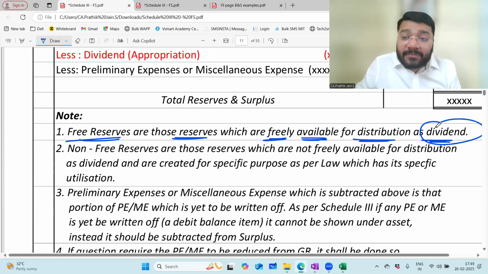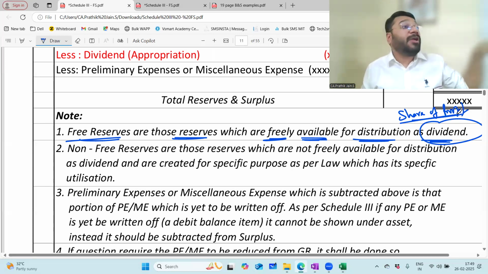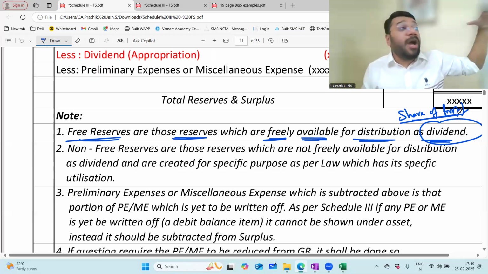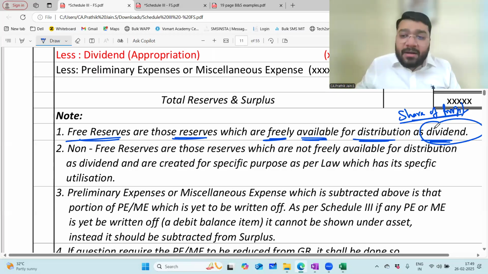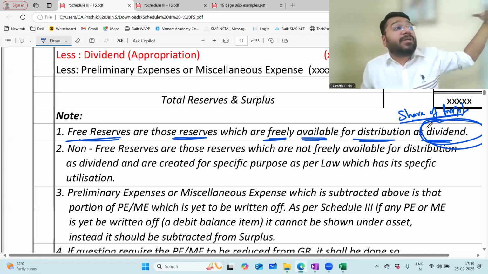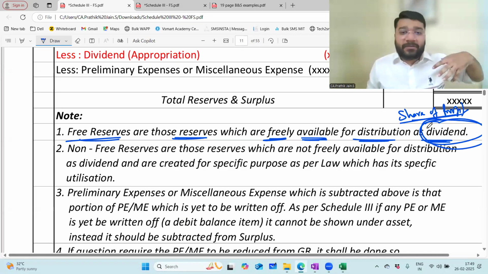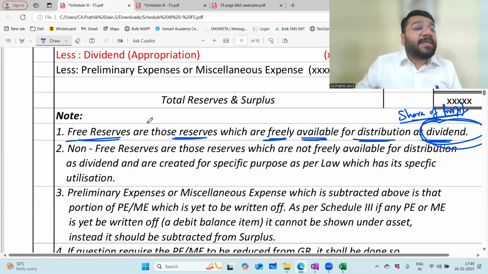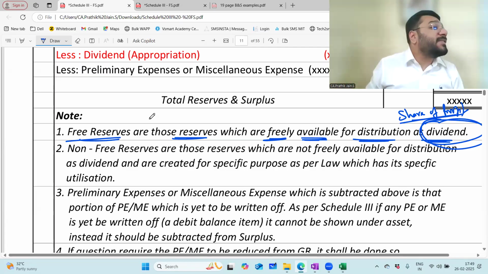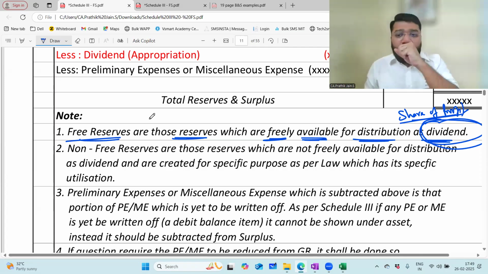What is the meaning of dividend? It is nothing but the share of profit. Like in partnership, we have the share of profit: the profit you get in the business, you distribute to the partners in the profit sharing ratio. In the company, the profit that we give to the shareholders is called dividend. So free reserves means those reserves from where I can distribute the money freely as dividend to the shareholders and nobody can question me.